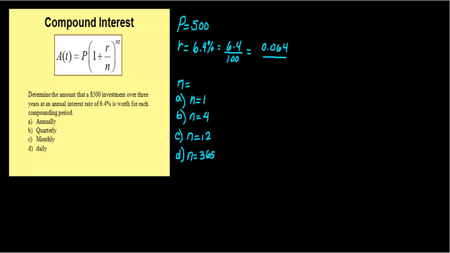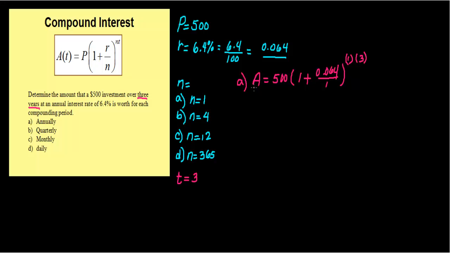For letter A, let's write our formula. The amount will be equal to P. P, we said, is 500 times 1 plus R. R is 0.064. N for letter A, we said, was 1. So this is 1 times T. Now T, we forgot about T here. Let's add T. T is the time in years. And it says here we're going to invest over 3 years. So T is 3. So this would be 1 times 3.